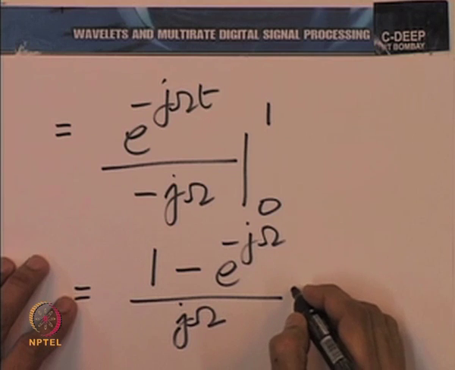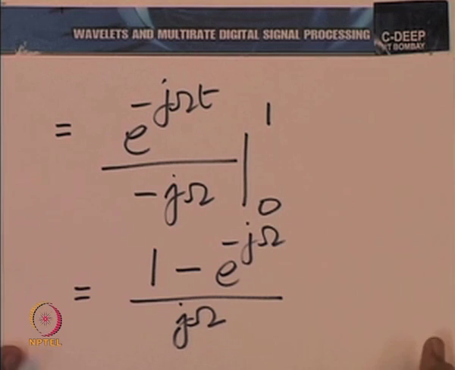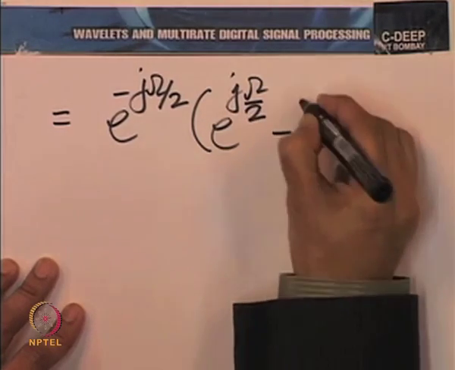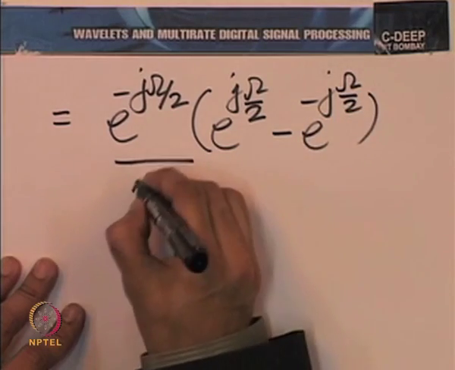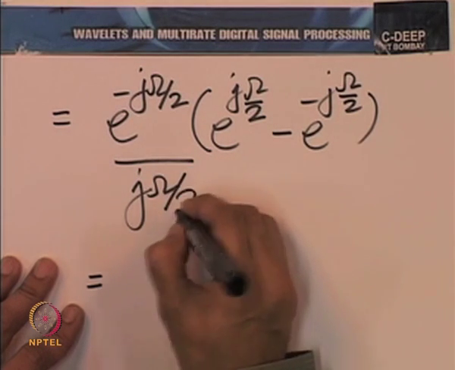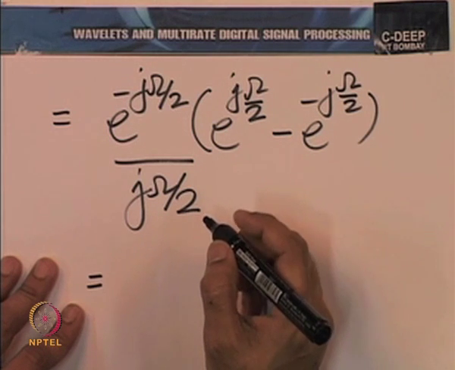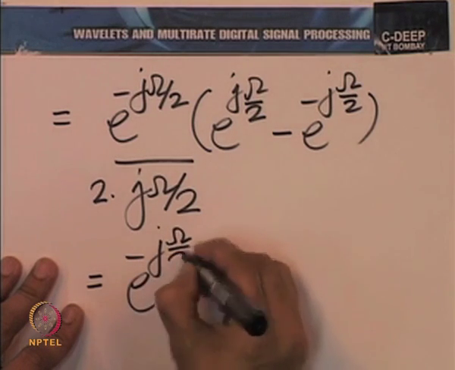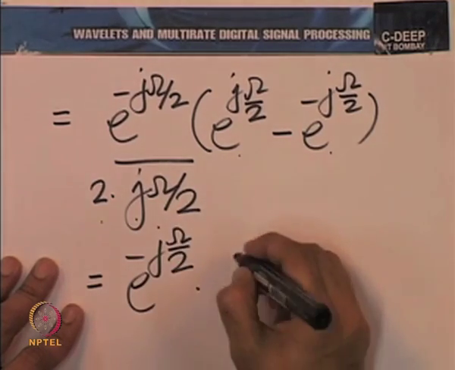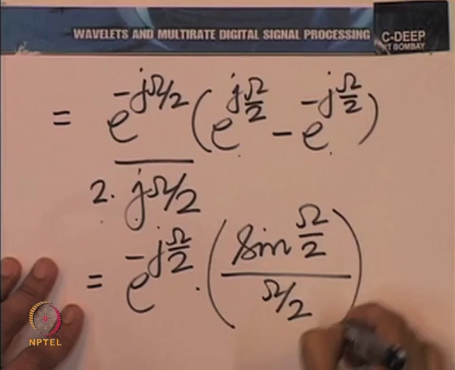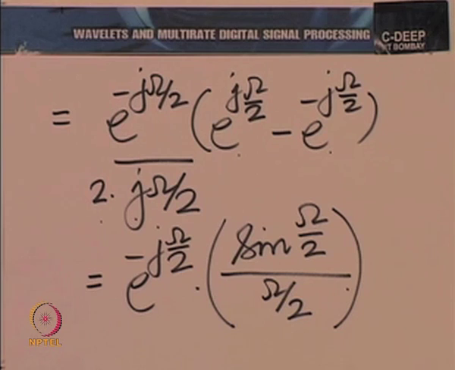And we can simplify this. We can take an e raised to the power minus j omega by 2 common in the numerator. And that is easy to interpret. In fact, if you wish, we can even make this by j omega, all right, 2, and then this becomes e raised to the power minus j omega by 2. If I take the 2j and this together, I get sin omega by 2 there and omega by 2 here. So, this is the Fourier transform.